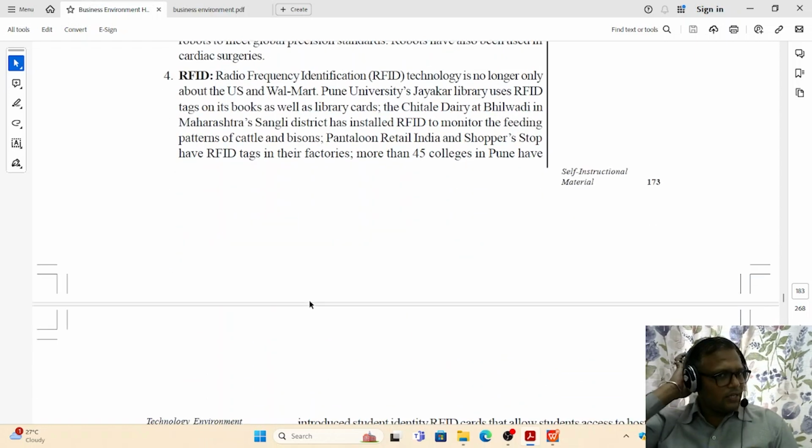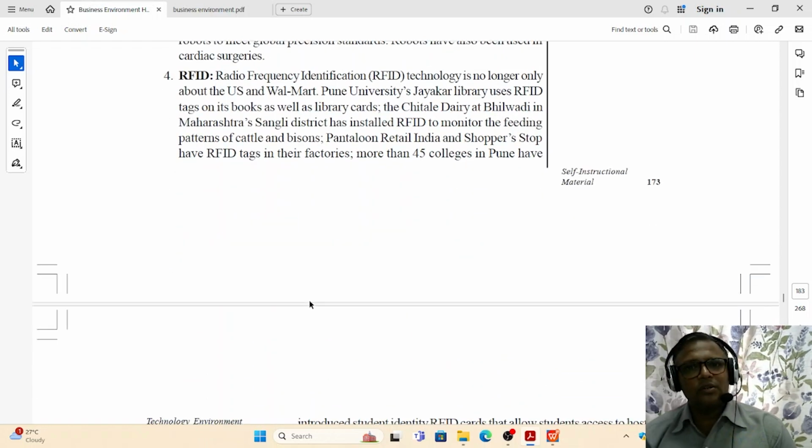Next is the RFID. RFID is radio frequency identification technology. For example, in Pune, Gaikwad University uses RFID for library cards. We can see RFID at toll taxes. We can even see RFID at the malls or at the cinemas or even at various shopping stores. These RFIDs can be seen at retailers like Pantaloons or Shoppers Stop and many more.